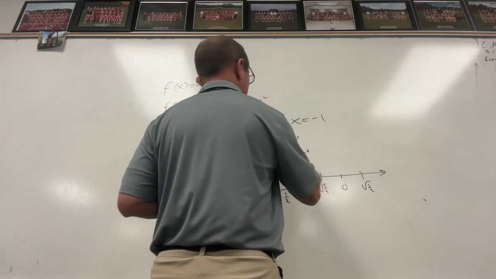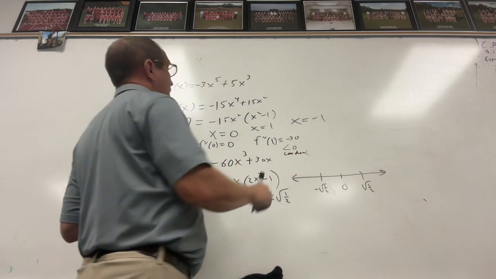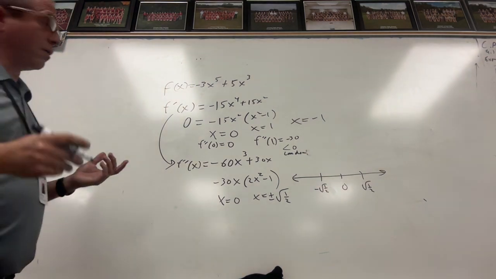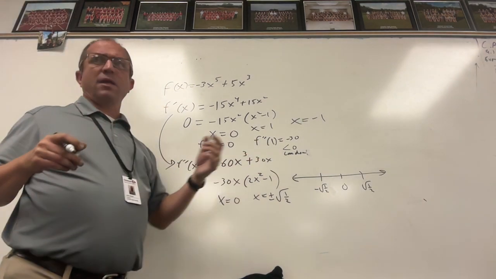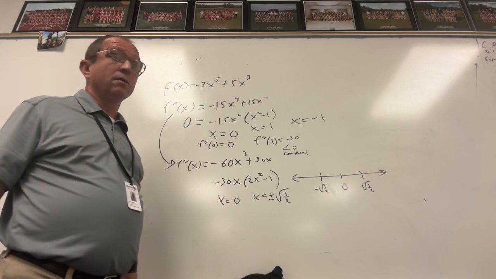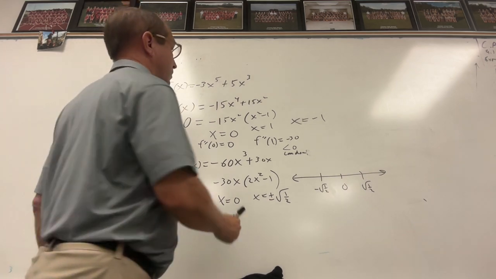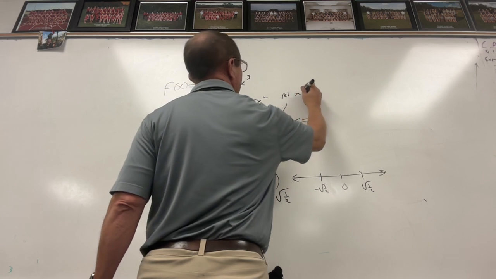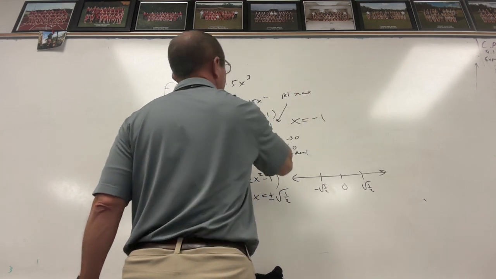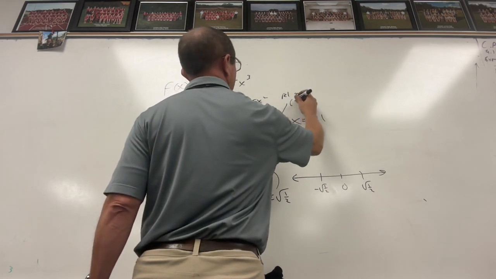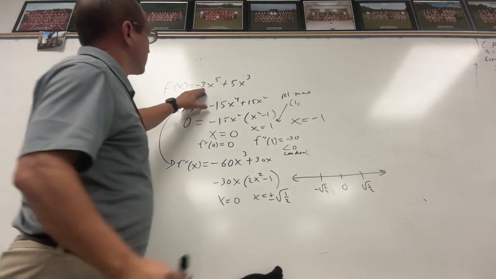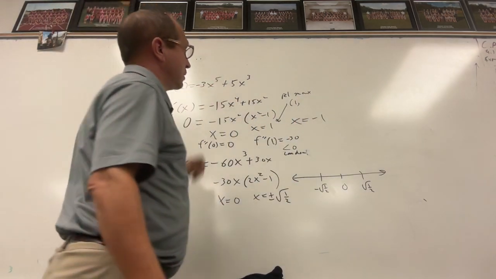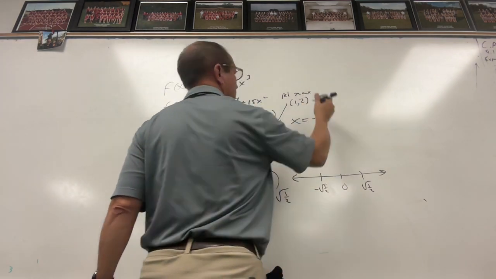So what do we have at 1? If our slope is 0 and we're in an interval that's concave down, we have a relative maximum, okay? And to find out what that value is, plug in 1. It would be negative 3 plus 5, so 2. So we have a relative maximum at 1, 2.